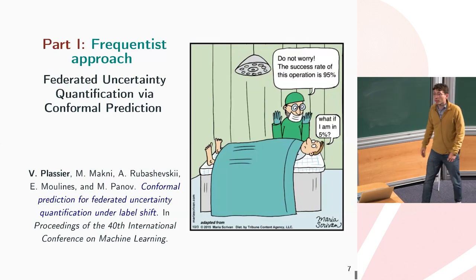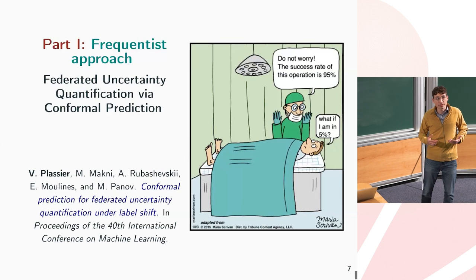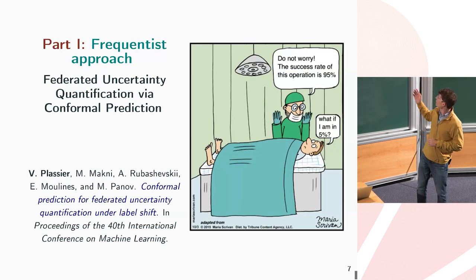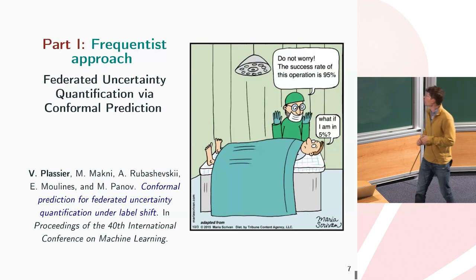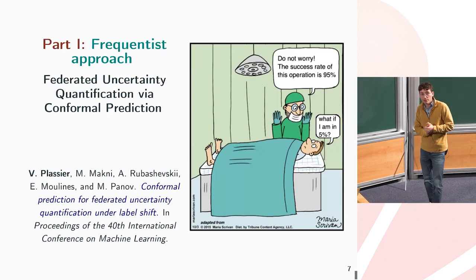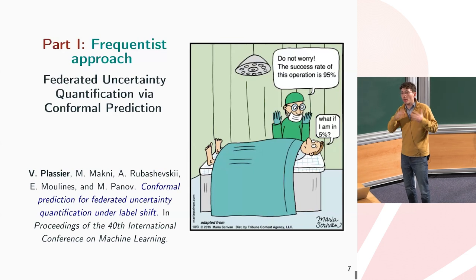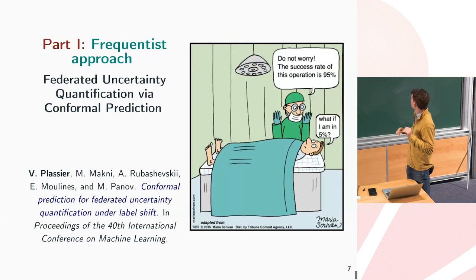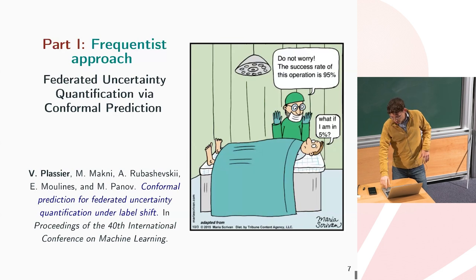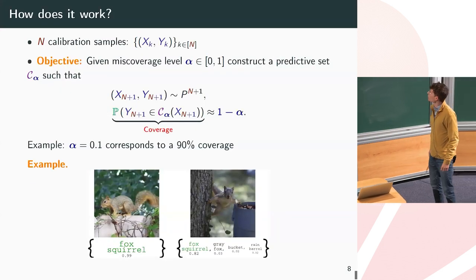So we will start part one with this nice picture. It's a doctor that is saying to his patient that the operation has a success probability of 95%. And the patient is asking, but what about the remaining 5%? It's exactly what conformal prediction will give you. It will create a prediction set at a certain level of confidence, but you have no more information than that. And let's start by seeing how it works.